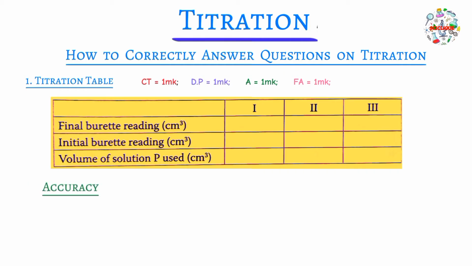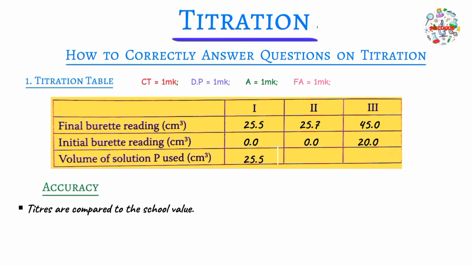So for this mark, the 3 titers of the student are compared to the school value. When you talk about the school value in titration, this refers to the average value that is obtained by a teacher or a lab technician who did the practical. Whatever value they get is what is referred to as the school value. Now, when you have your table, you're going to have 3 titers. So for this mark, marking is done as follows.